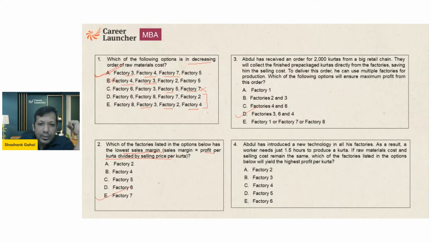So Aman, let's check the answers. So basically all the answers we have calculated are right. So Aman, are you saying that only PYQs are enough?